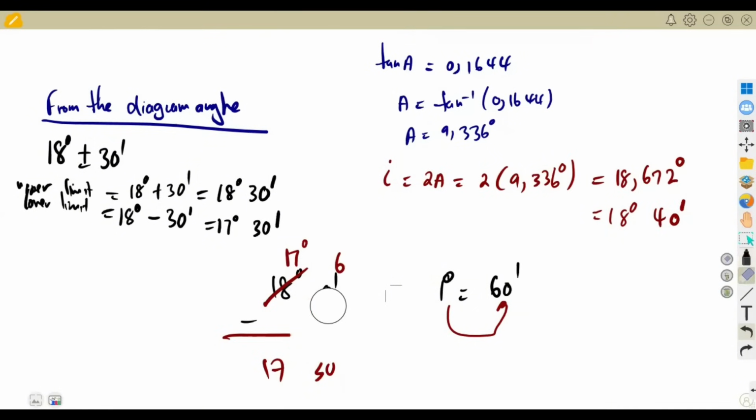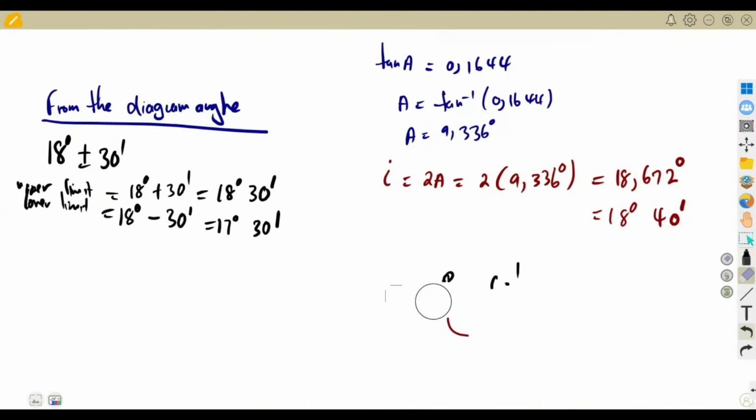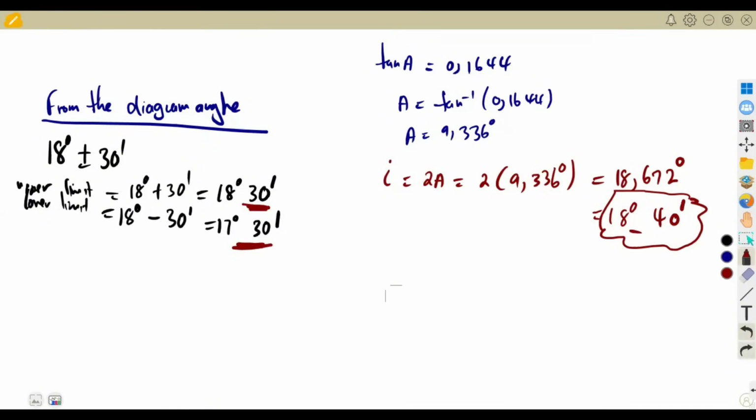So comparing this, let us check now. We want to compare what we have. Our calculated value is 18 degrees, 40 minutes. The minimum value is supposed to be 17 degrees 30 minutes, the maximum 18 degrees 30 minutes. This one is 18 degrees 40 minutes, so it's out of the bound, out of the limit. So this included angle is not within the interval.